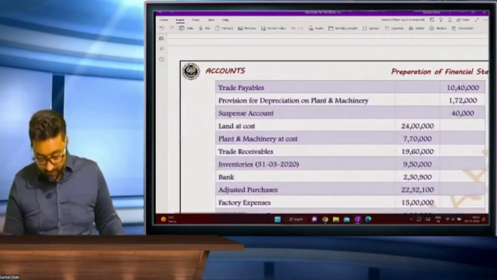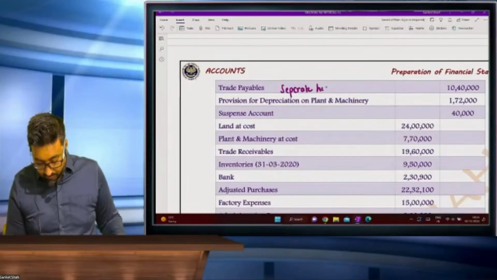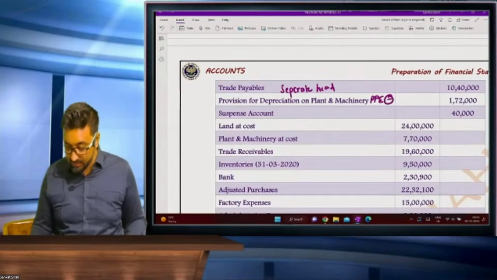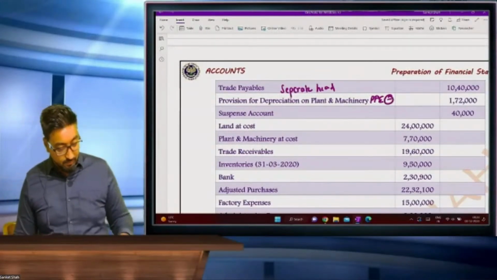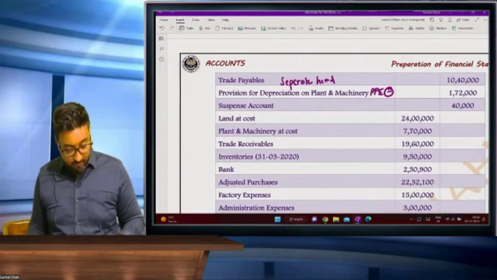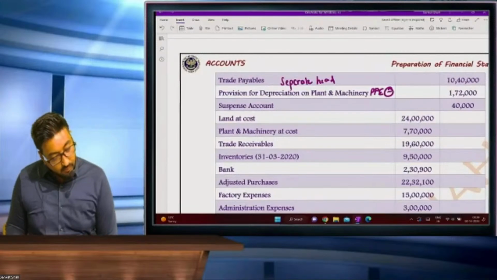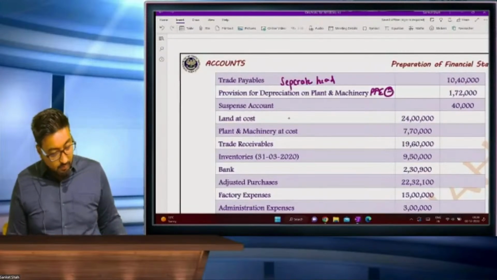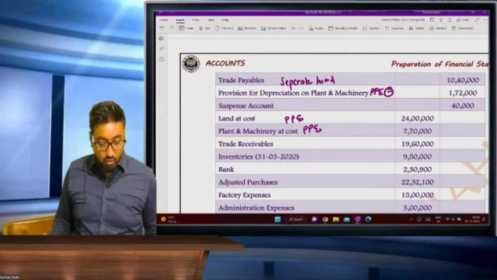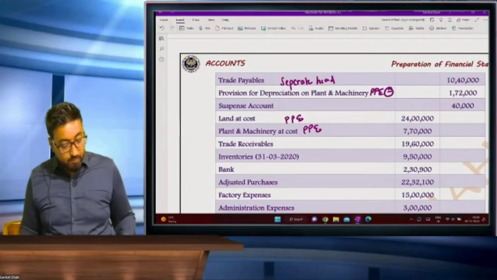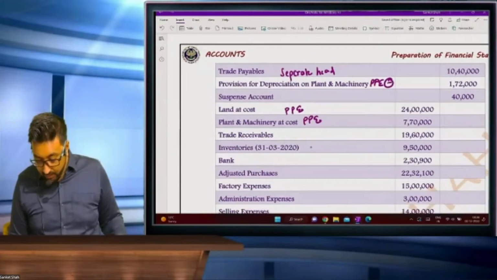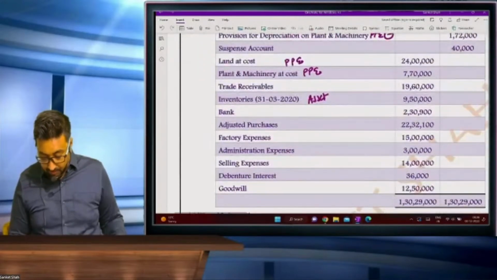Trade payable, separate head. Provision for depreciation. So beta, it will be minus from property, plant and equipment. Suspense account, you have to solve. Next, land at cost, PPE. Yes beta, Mr. Kins Tony has some doubts. You have forgotten to clear my doubt in branch. No beta. Trade receivable separated. Inventory, beta, asset separated. Bank, cash and cash equivalent.